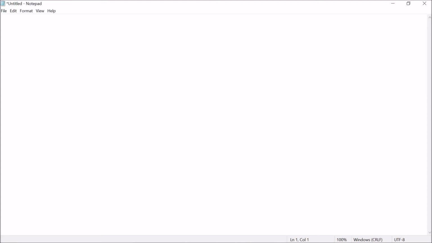Okay, so now let's try another example, but this time instead of being given a CIDR or subnet mask, you're given the number of hosts that you need to find the CIDR or the subnet mask of.